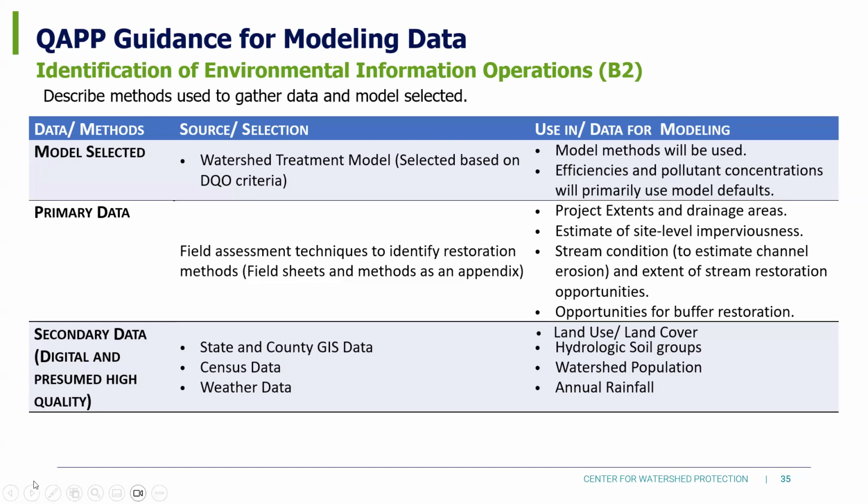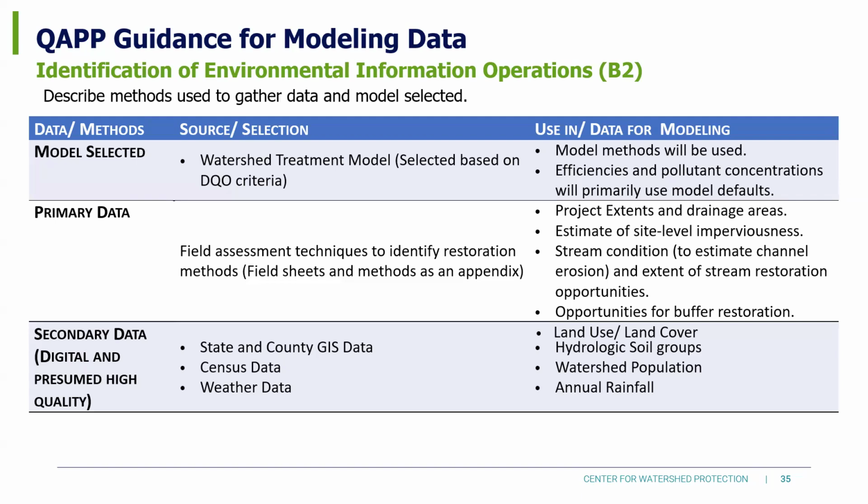The primary data in this case is the field techniques. So we're going to do these different BMPs, but in order to propose them, we were going to go out in the field and identify the operations. That primary data is going to be used to populate the model. So how is it going to be used?